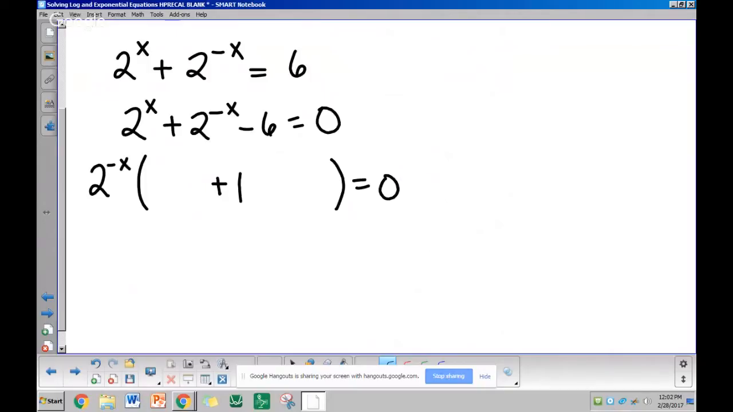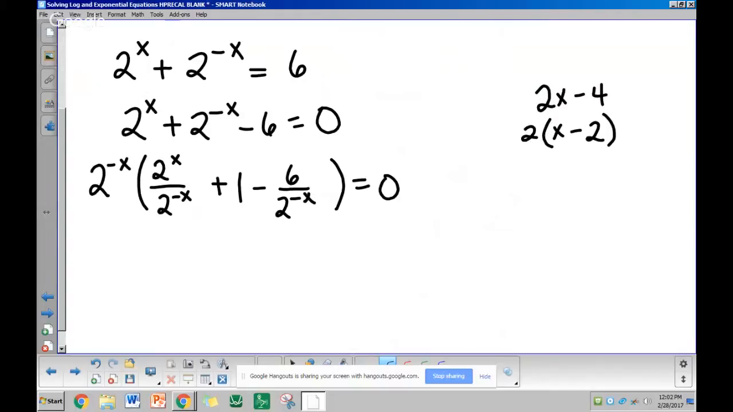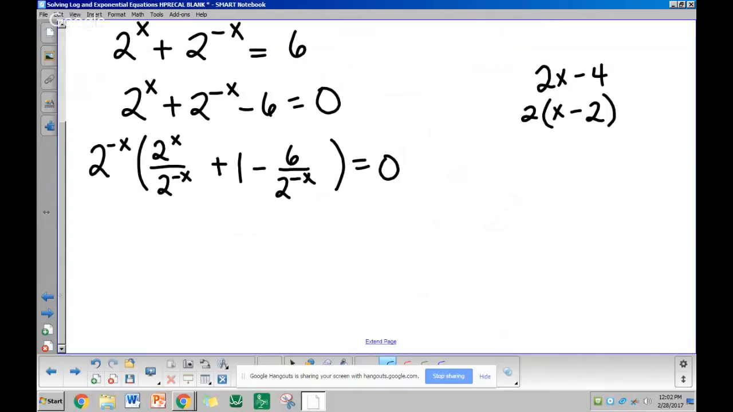Now, if I'm going to factor 2 to the x minus 4 and factor a 2 to the negative x out here, this will be x minus 2. What did I do to this 4 to get the 2? You divide it. So then I'm going to say this will be 2 to the x over 2 to the negative x, and then minus 6 over 2 to the negative x. But when you have a negative exponent in the denominator, you can flip it, or you can subtract the exponents. So it would be x minus a minus x, which is 2x. So this would be 2 to the 2x.